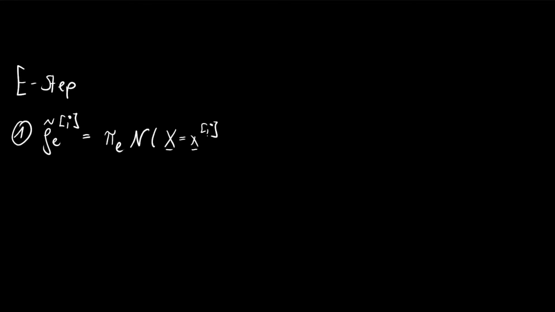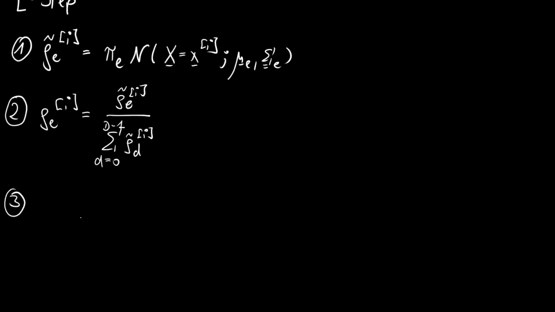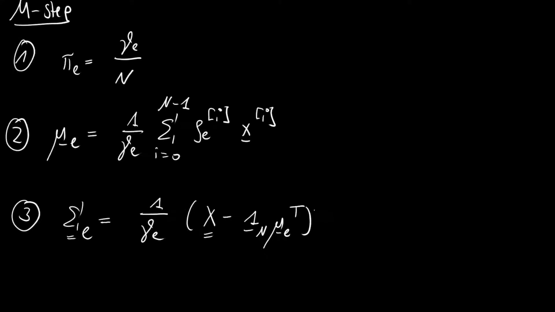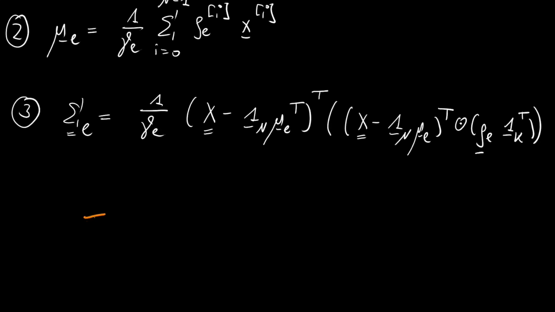In the last video, we derived the update equations for the EM algorithm of the multivariate Gaussian mixture model. Now we want to implement this in Python with the help of TensorFlow.